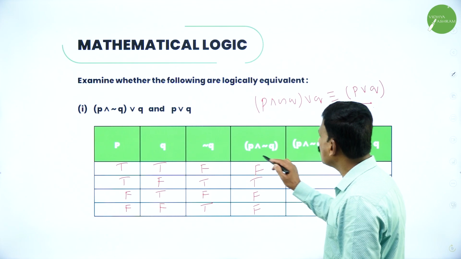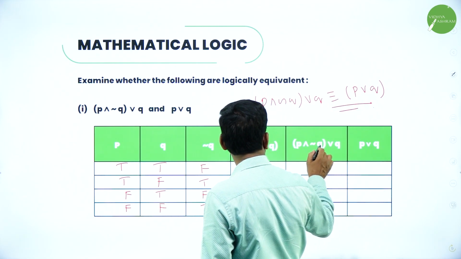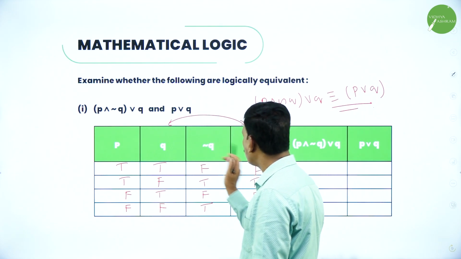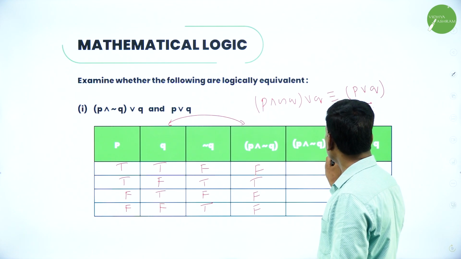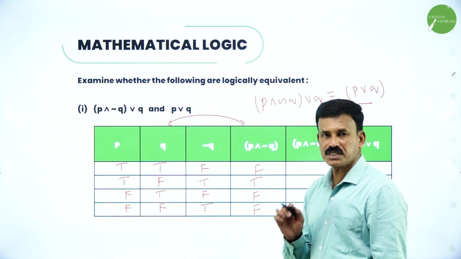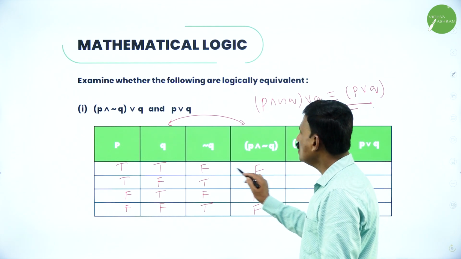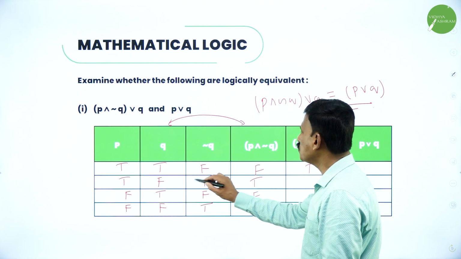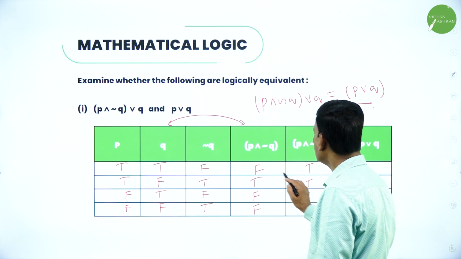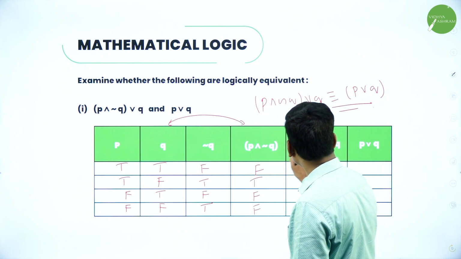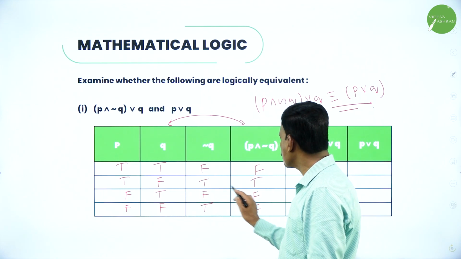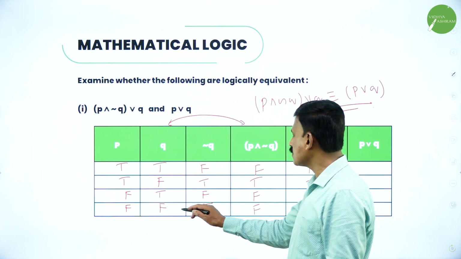Now, write down the disjunction for these two: P conjunction negation Q, disjunction Q. In case of disjunction, false and false is false. In all other cases, it is true. So, false and true is true. True and false is also true. False and true is also true. False and false is false.